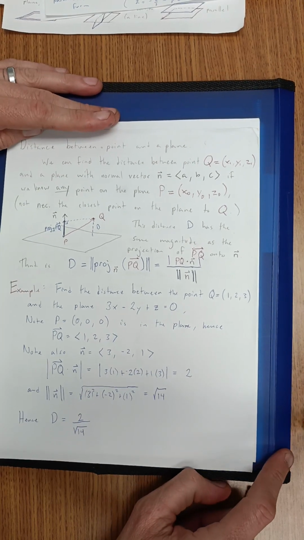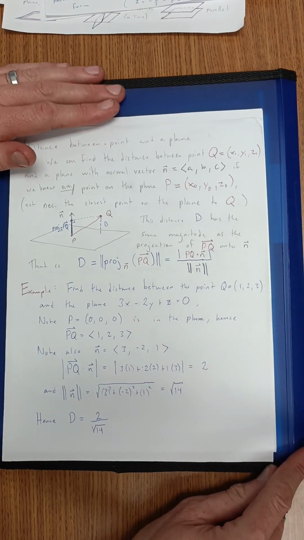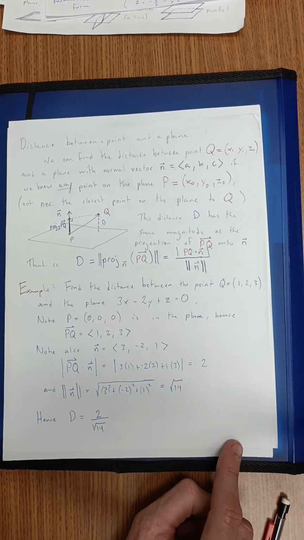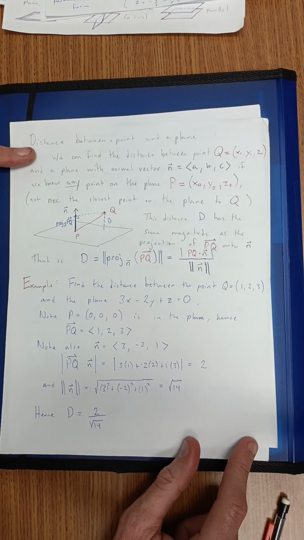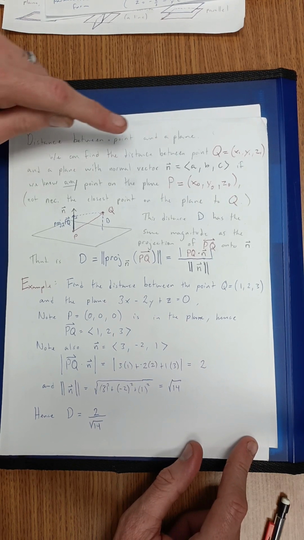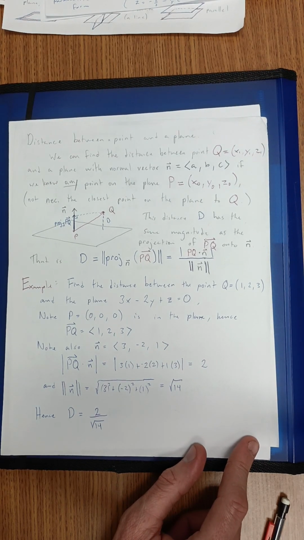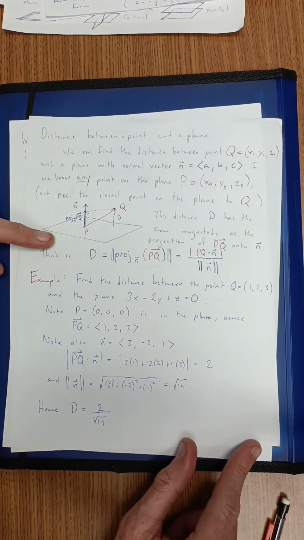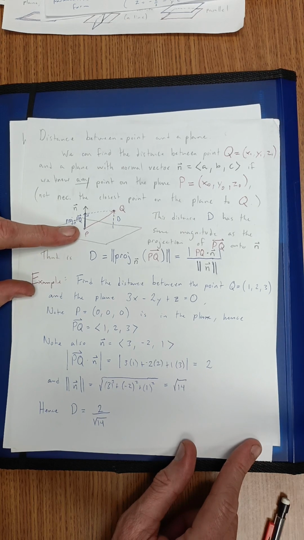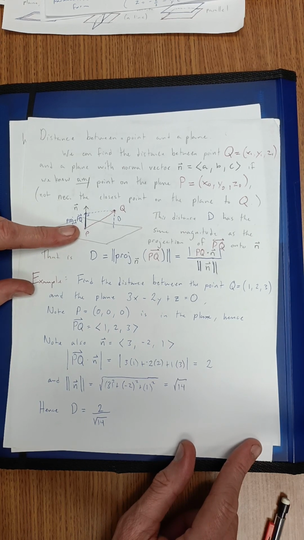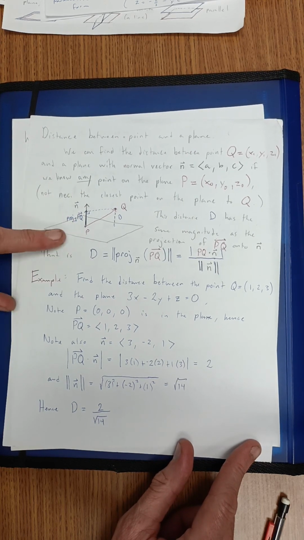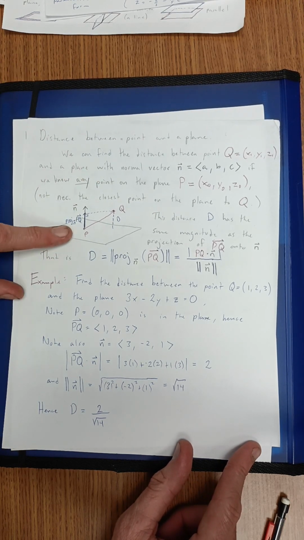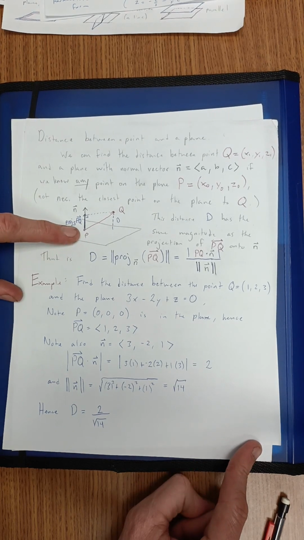As a final example, let's look at the distance between a point and a plane. We can find the distance between a point Q and a plane if we have its normal vector and a point on that plane. So what we can do here is take P and go in the normal vector n, go up from that. And then notice that if we go from P to Q, we get this kind of right angle system.